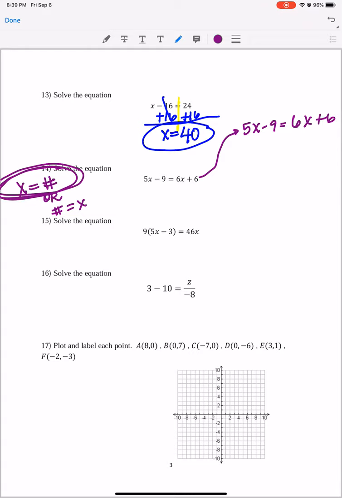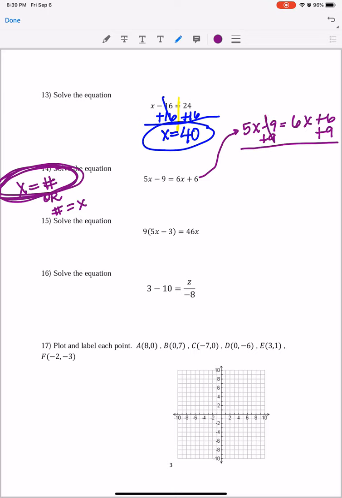Okay. So if I go this way here, that means I need my number to the right. So the opposite of subtracting 9 is to add 9. And what I do to one side of this equation, we're also doing to the other side.